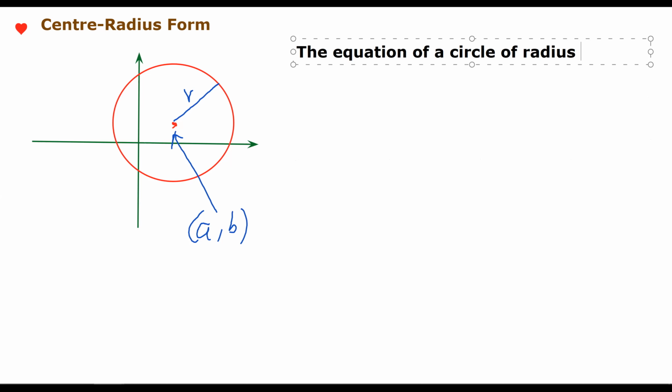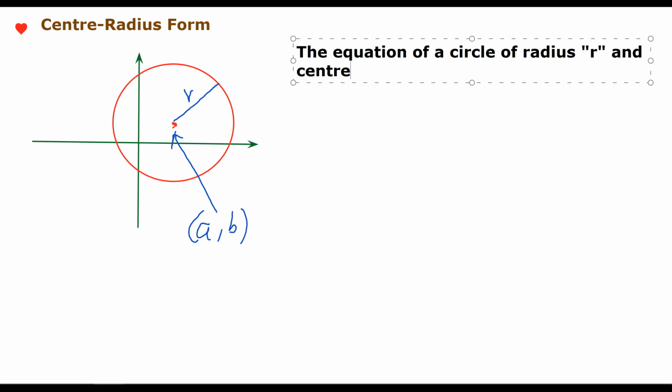Write R in red. I can't change the color of just one word or one letter in this. You write it in red. Whatever I put within quotes, you write in red. You don't put quotes, okay? The equation of a circle of radius R and center A comma B, that in red too, takes the form, here's the form.